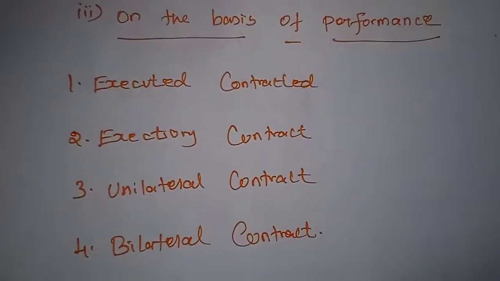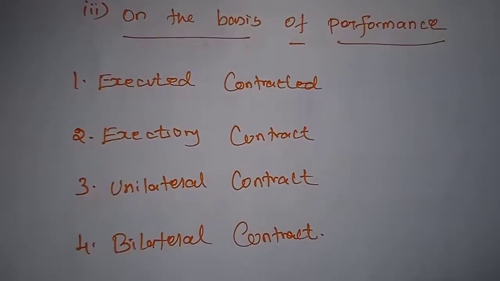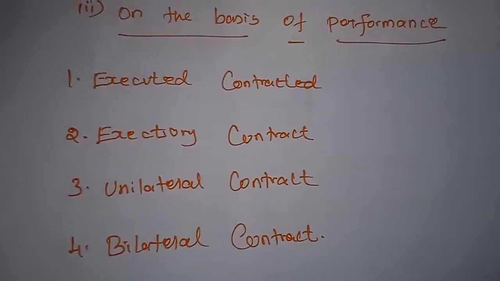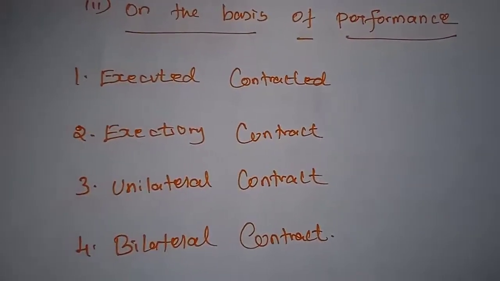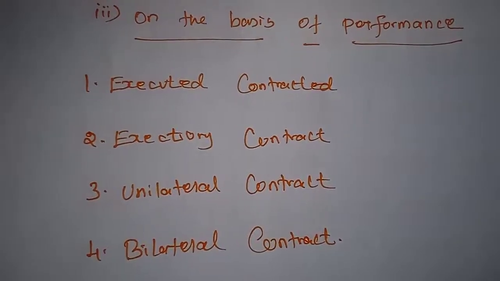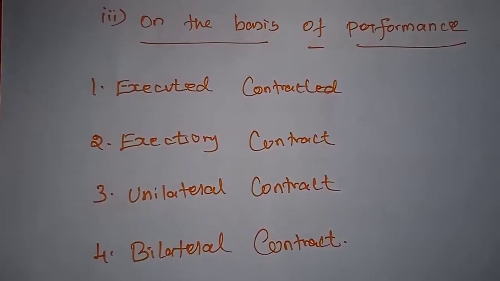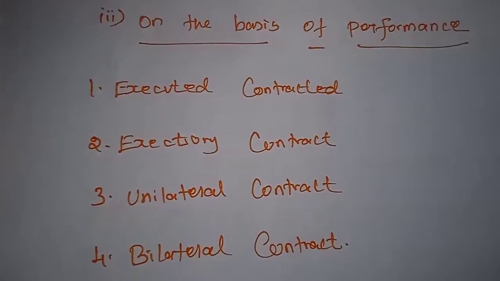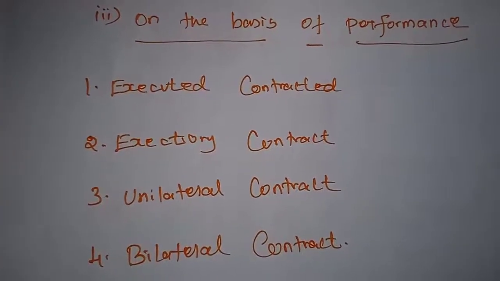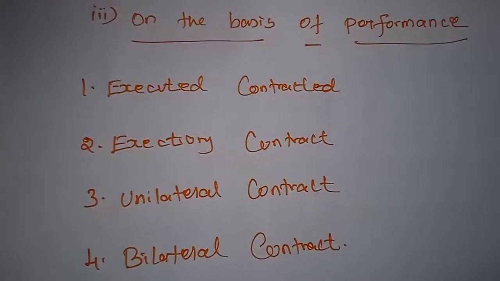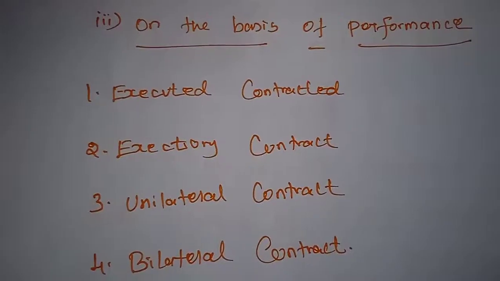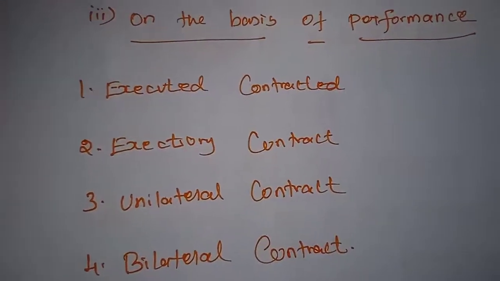Next, on the basis of performance. On the basis of performance, how can we classify the contract? First one is executed contract. A contract in which both the parties have fulfilled their obligations under the contract. For example, A contracts to buy a car from B by paying cash. Then B also instantly delivers his car. So the two parties have already executed the contract.